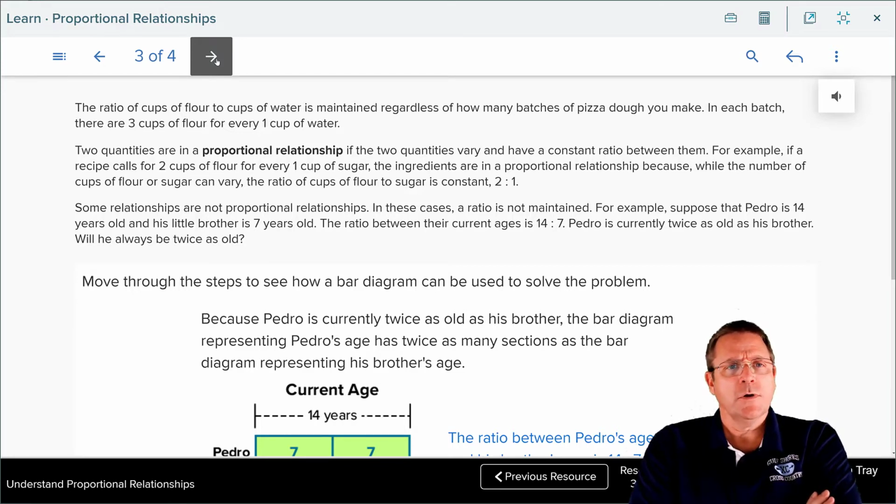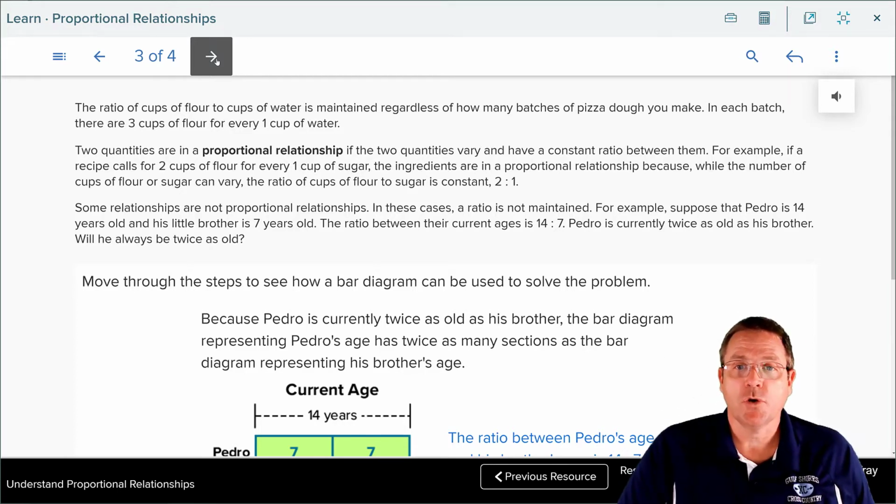2 quantities are in a proportional relationship if the 2 quantities vary and they have a constant ratio between them. For example, the recipe calls for 2 cups of flour for every 1 cup of sugar. The ingredients are in a proportional relationship because while the number of cups of flour and sugar can vary, the ratio of the cups of flour to sugar is constant.